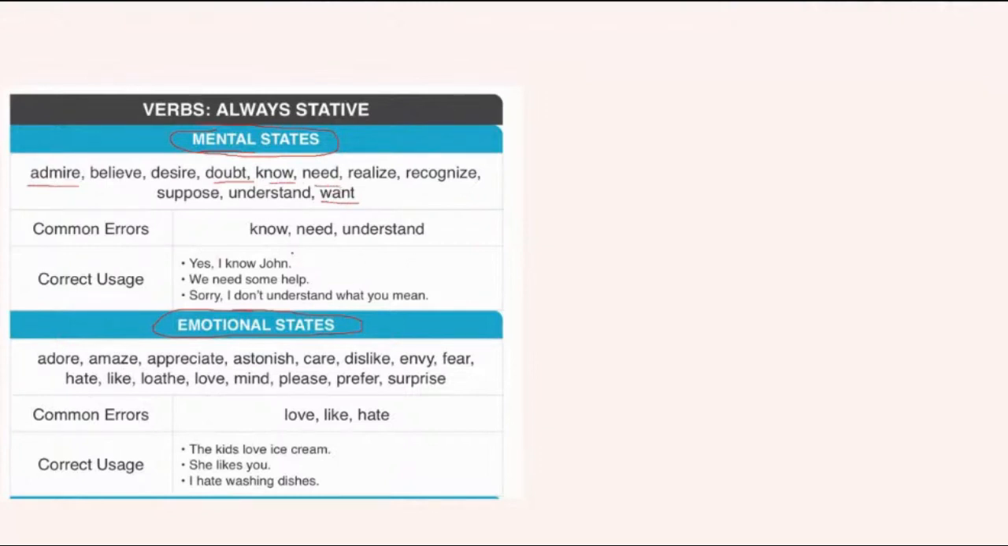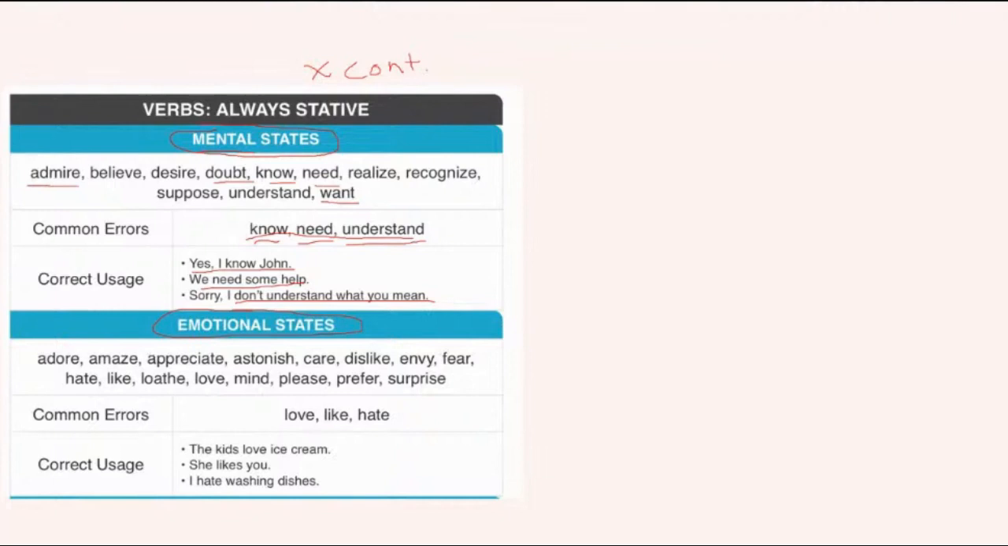So there can be some common errors with these. Remember, with stative verbs we cannot use the continuous forms, which is ing, right? Progressive forms. So I do not say I am knowing or I am needing or I am understanding. These are some common mistakes. We can just use their simple and perfect forms, like I know John, we need some help, and I don't understand what you mean.